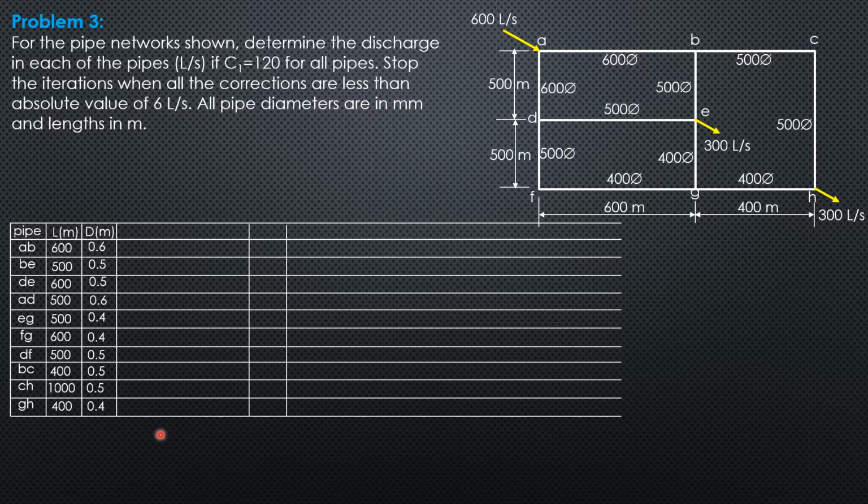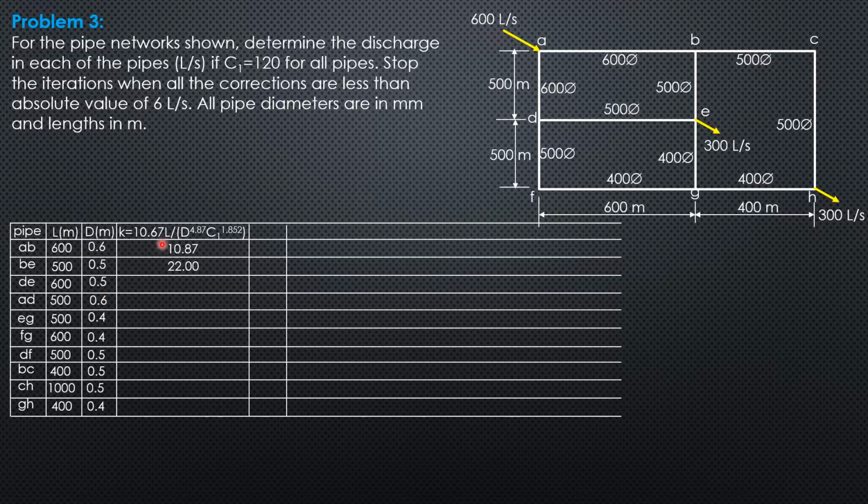Then the value of K, which is 10.67 times length over diameter to the 4.87 times C to the 1.852. So 10.67 in your calculator times 600 divided by quantity 0.6 to the 4.87 times 120 to the 1.852. So the value is 10.87. Then in the second, for BA, replace 600 by 500, the diameter by 0.5. Everything is the same. So 22.